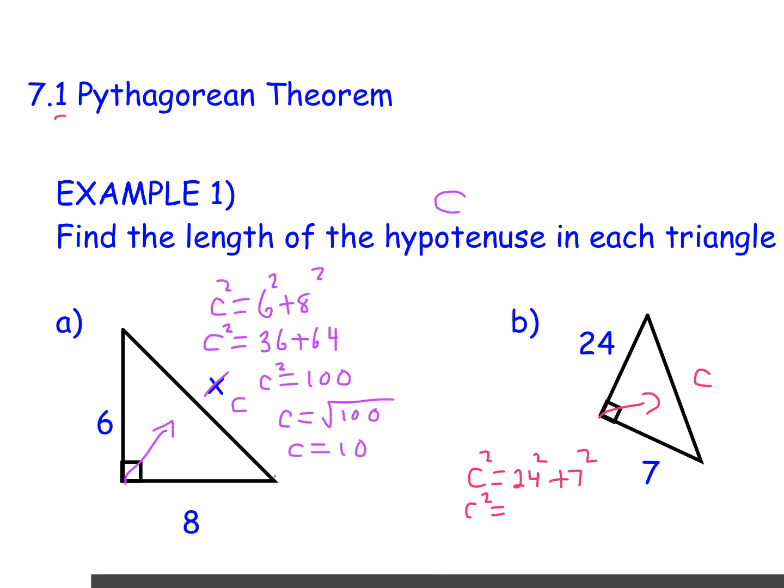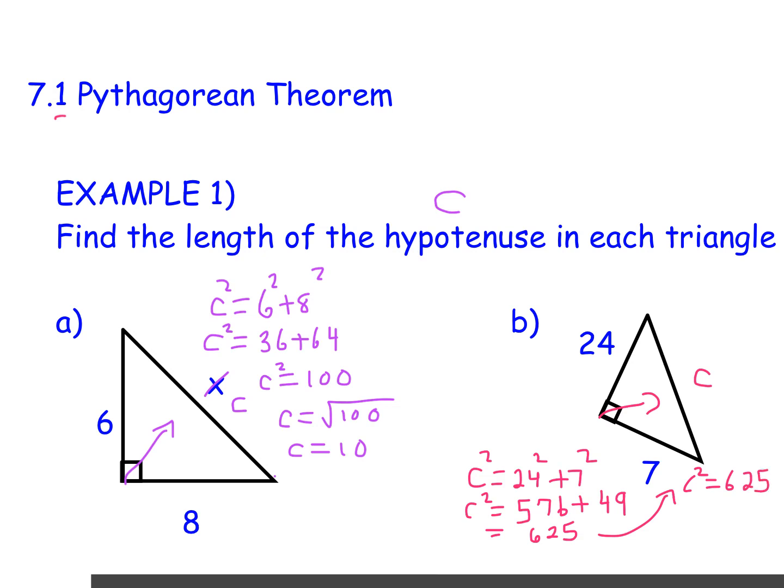24 squared is 598, I think. Let me think about that. No, 500 and, oh, I'm way off, 576. And 7 squared is 49. If I add those together, then I'm going to get 625. And so C squared is equal to 625.